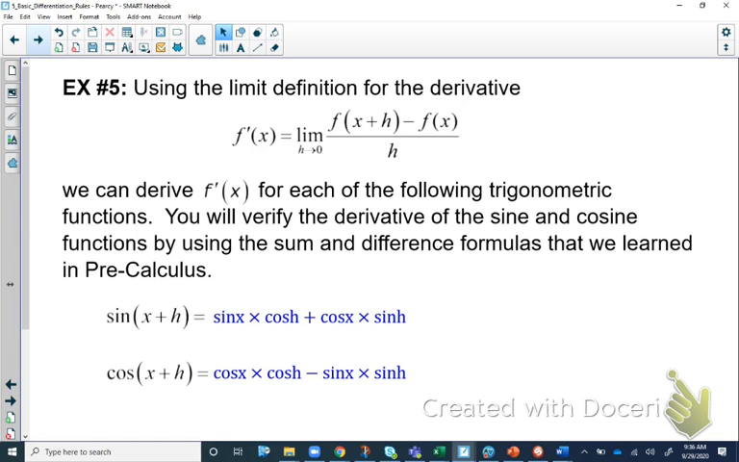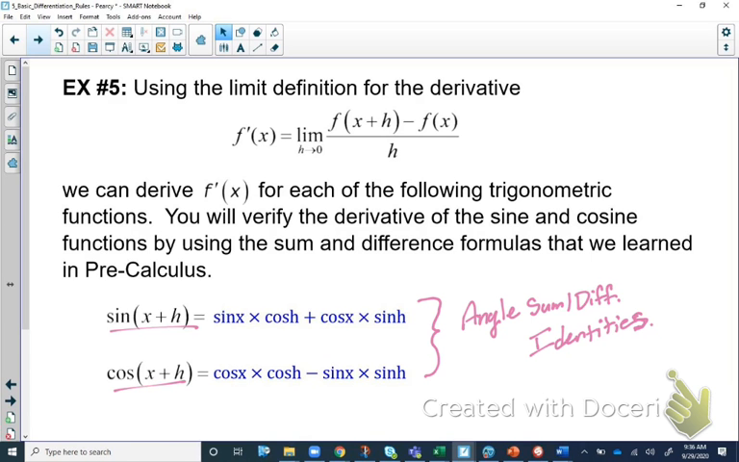Now, down here at the bottom, what we have for sine of x plus h and cosine of x plus h essentially comes from pre-cal. These are angle sum and difference identities. These aren't things that I would necessarily expect you to need to know for a calculus course. This is about the only time that you'll probably see it in this class. We just need to make sure that we understand it.